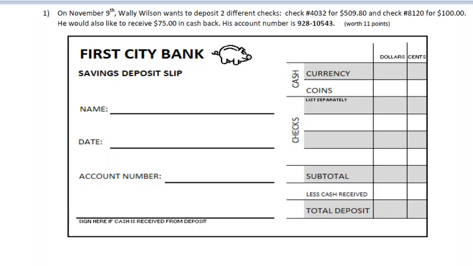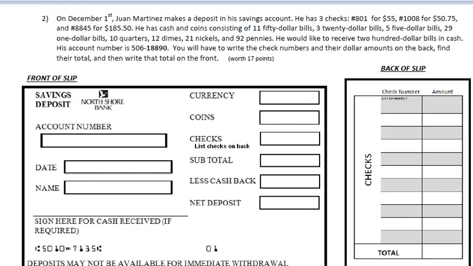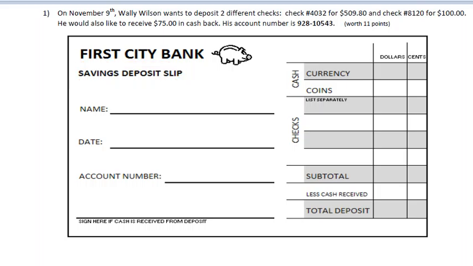Well, what we're talking about today is Section 5-1, and what we're talking about are savings deposit slips. Today we're going to look at a total of 2 different types of savings deposit slips. This one right here looks very similar to one we've seen before for checking deposit slips. But we're also going to do a second one right here. And this one's going to be a little bit different. Alright? Now, to get us rolling, let's first start with this one right here.